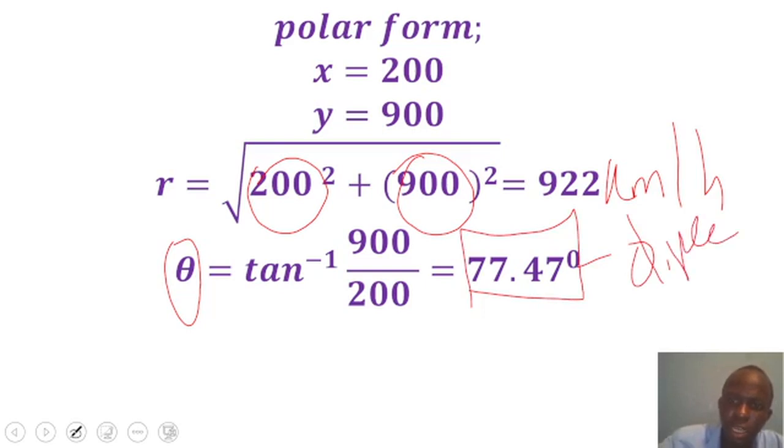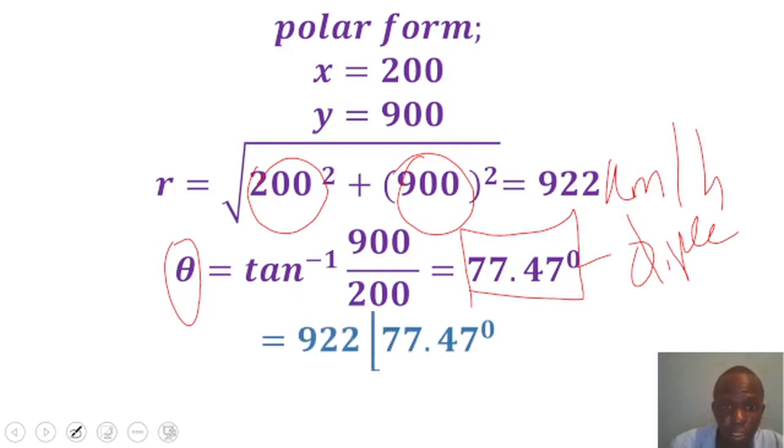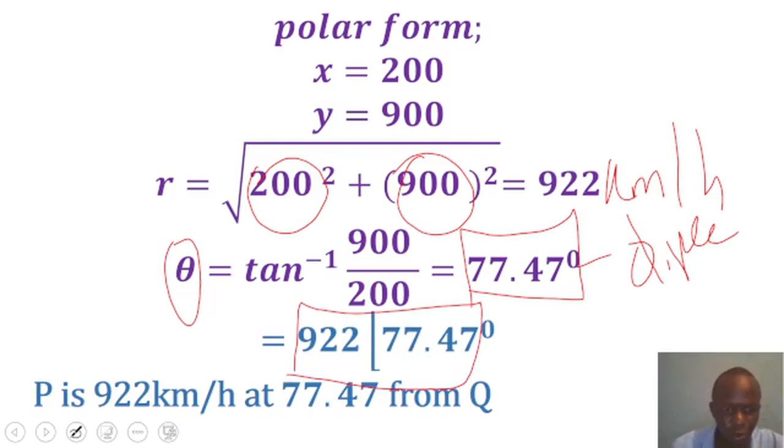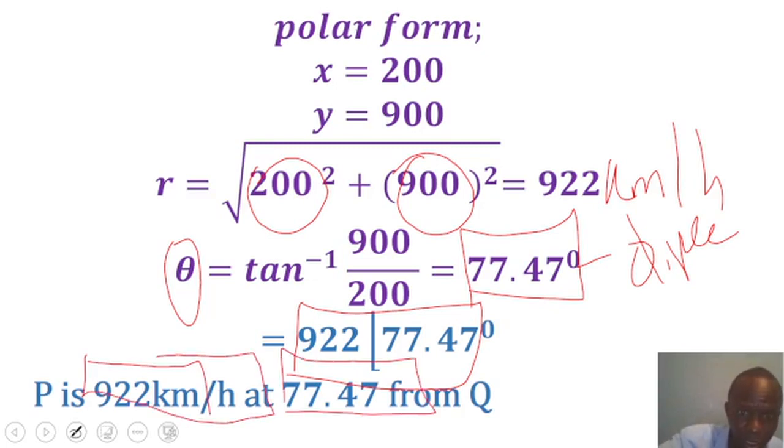And I have said, since the direction is positive, conventionally, it is going to take the direction that I've already shown previously. This is the polar representation, but we have to identify what they are because they're practical cases. P is 922 kilometers per hour at 77.7 degrees from where Q is.